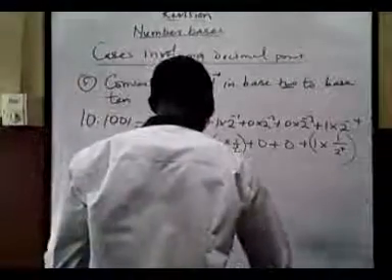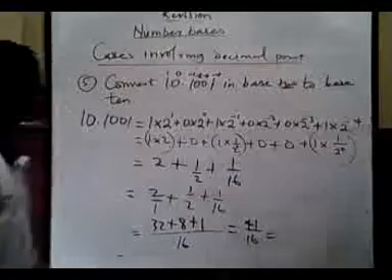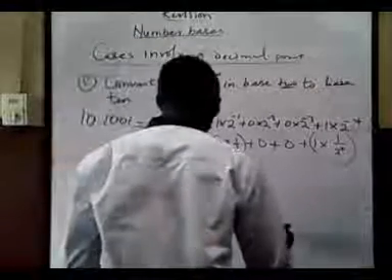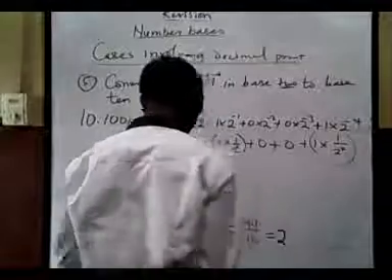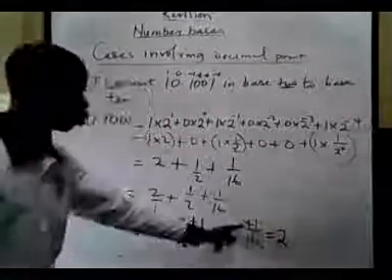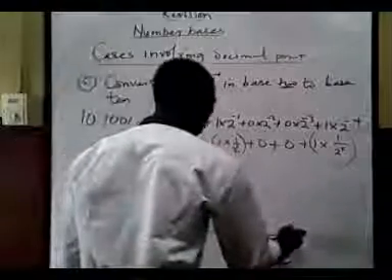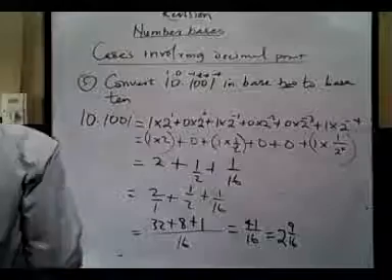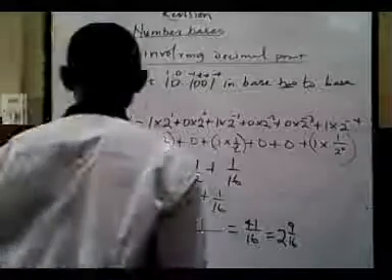Now 16 will go in 41 how many times? It will go 2 times. And 2 times 16 will be 32. So I have remainder what out of 41? I have remainder 9, all over what? 16. Now, I forgot to put the options.